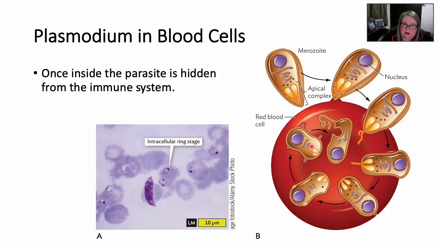Okay, now it's really dangerous for us because once Plasmodium is in the red blood cell, it is effectively invisible to our immune system. Okay, it's hidden. So it's going to reproduce and fill the red blood cell until the red blood cell lyses, and then it's free to go and enter other red blood cells.